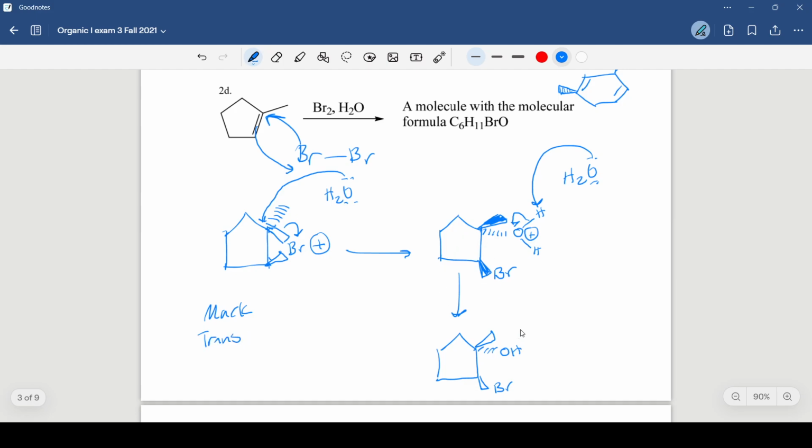And then also another thing is that you see how I drew the Br on a wedge and an OH on a dash here? Whenever she asks you to draw all the products for this reaction, you also have to draw the other form, which would just be switched. So here it would be wedge, dash, dash, wedge, but make sure they're trans to each other when you redraw them. See if they draw both.